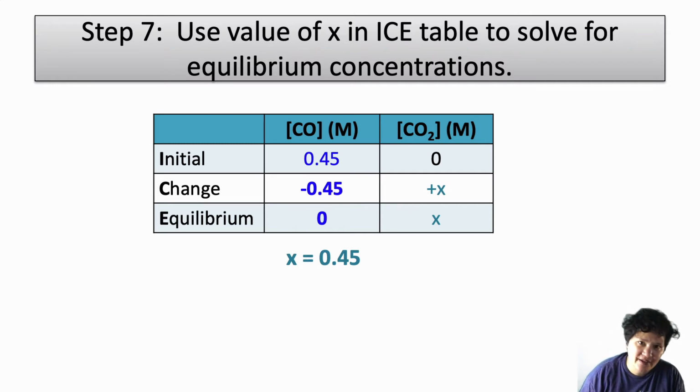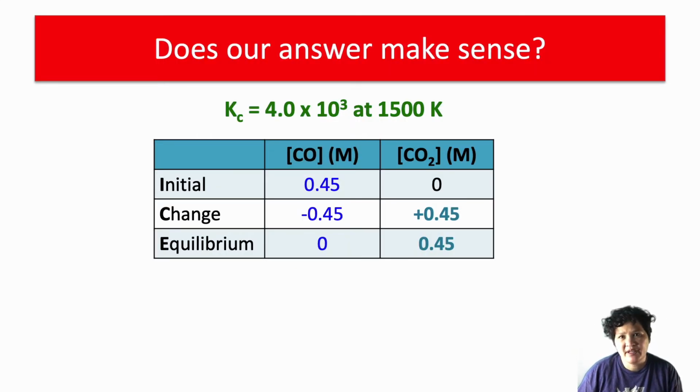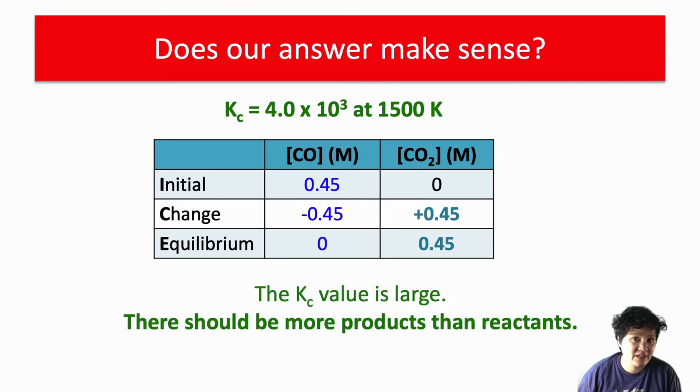Now let's look at carbon dioxide. The equilibrium concentration was plus x, so that's 0.45 molar. So let's think about our answer and whether or not it makes sense. Our equilibrium constant for this chemical reaction was 4.0 times 10 to the third, which is a pretty large value. Now remember, when we see a large value for the equilibrium constant, we normally think of a reaction that favors products. So we should have more products than reactants at equilibrium. And in fact, when we look at our equilibrium concentrations, we see that there are considerably more products than reactants. So our answer does make sense.